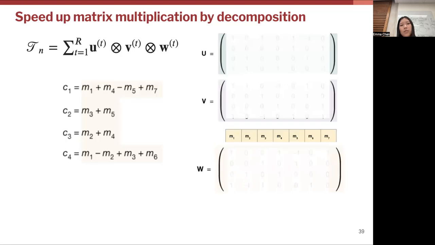So this process shows us the reason why we want to decompose the original 3D matrix: to get these U, V, W vectors in order to find the intermediate values and to find the final combination of the intermediate values to reach the elements in the final multiplication result.